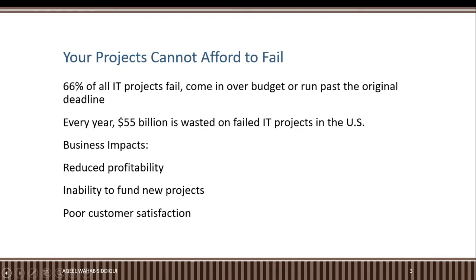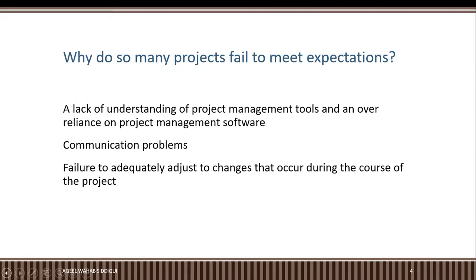66% of IT projects fail, come in over budget, or run past the original deadline. Every year in USA, $55 billion is wasted on failed IT projects only, and it can impact business, reduce profitability or inability to fund new projects, and it causes poor customer satisfaction. So why do so many projects fail to meet expectation? Number one thing is lack of understanding of project management tools and an over reliance on the project management software.